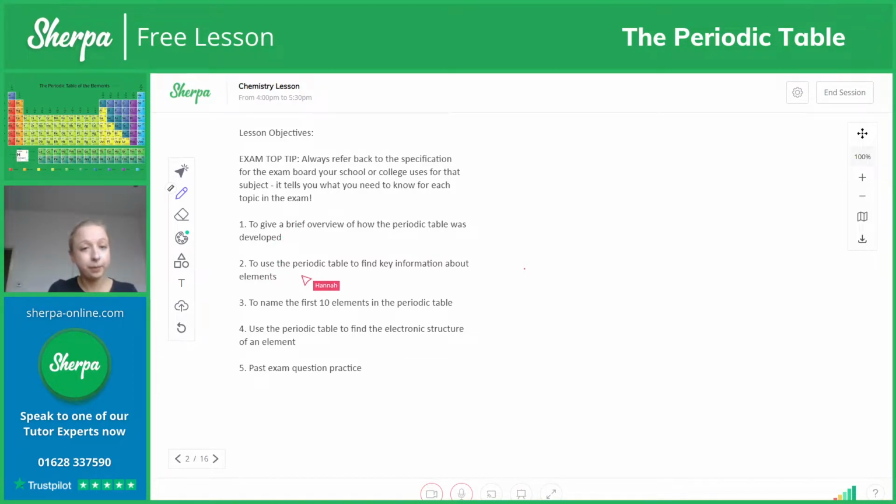We'll then have a look at the periodic table and we'll work out how we can use it to find key information about the elements that are shown on the table. So at first it might look a bit like a load of colours and letters and numbers and it's all confusing.